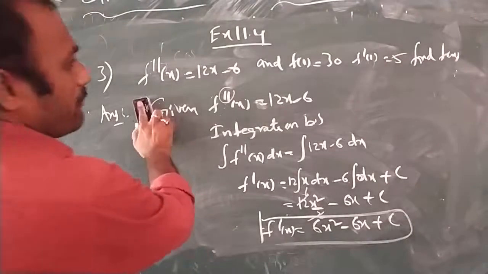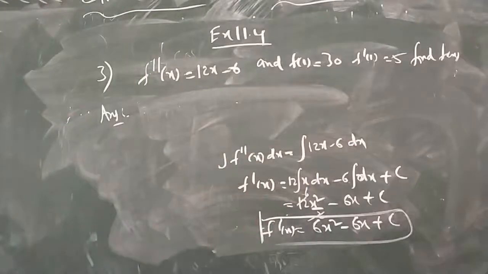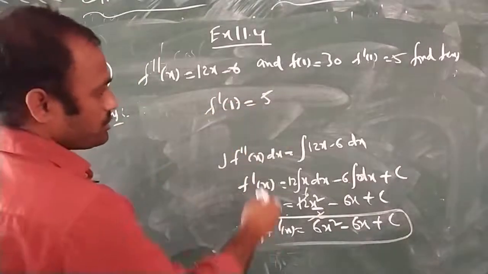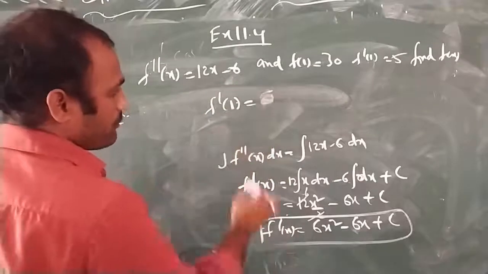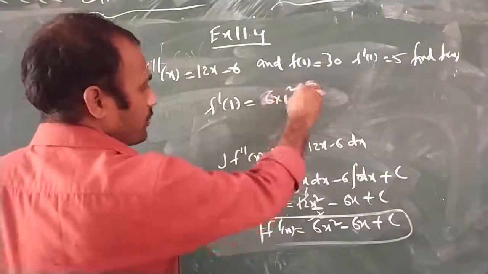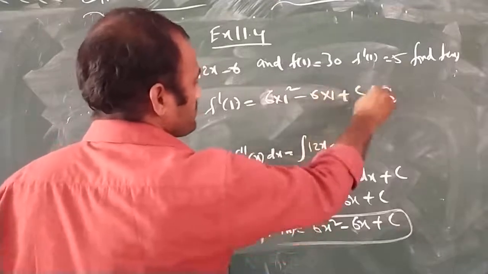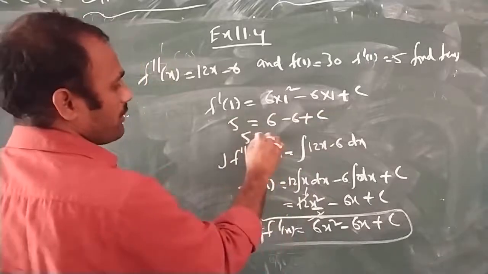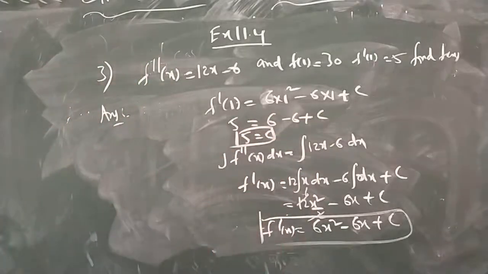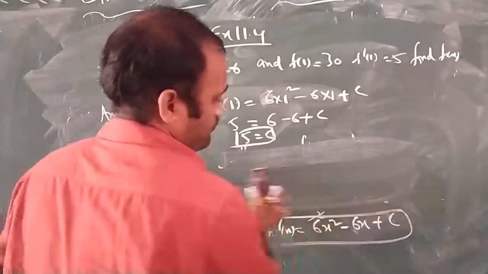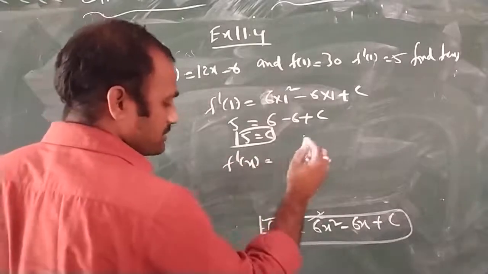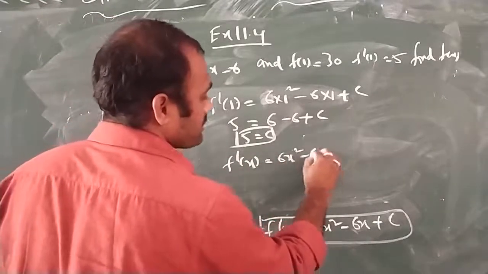In the question he has given f dash of 1 value as 5, which we will utilize. So f dash of 1 is equal to 5. First we substitute: 6 into 1 square minus 6 into 1 plus c. The answer for f dash of 1 is 5, so 6 minus 6 plus c equals 5, so c value is 5. Let us put this in. We get f dash of x is 6x square minus 6x plus 5.